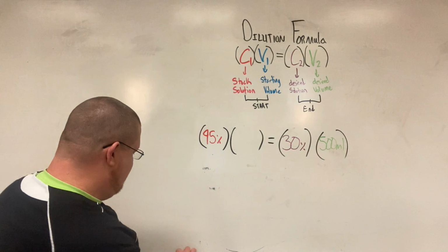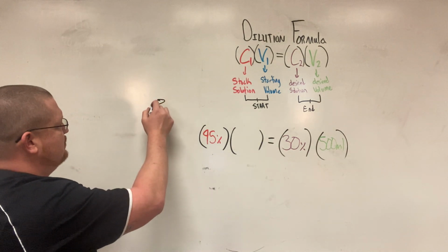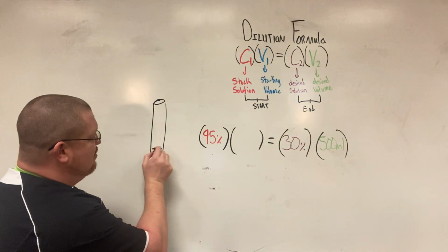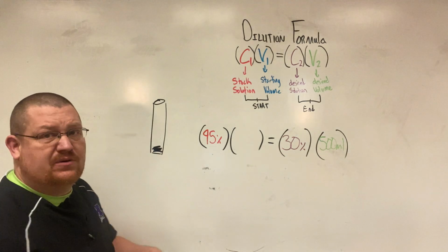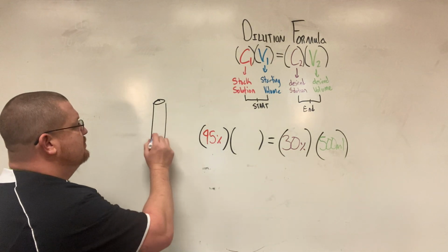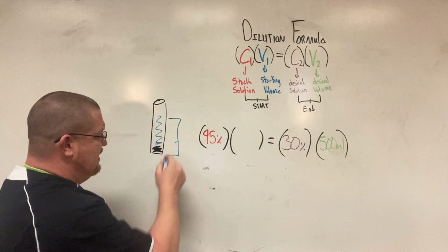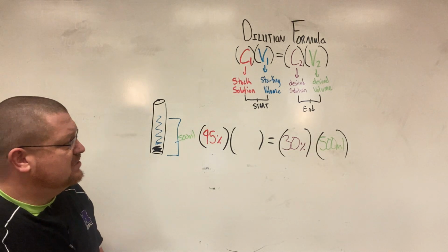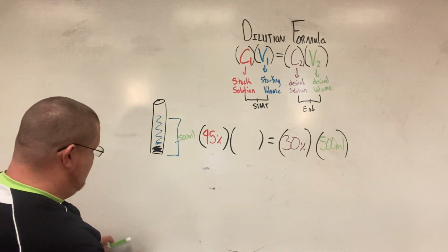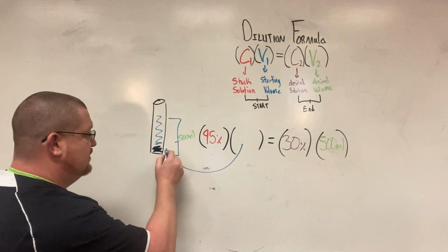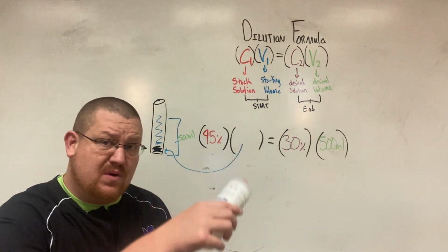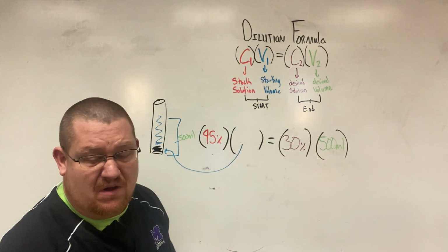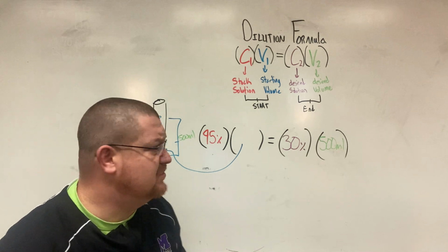What we're trying to figure out is how much of this starting solution I need to start with, and then I would come back and dilute it with water to get to our final 500. So this is our 500 mils total. What this formula does is tell us how much of my starting stock solution I pour into my container, and then I dilute it with water up to my final volume. That's how we use this to make a solution.